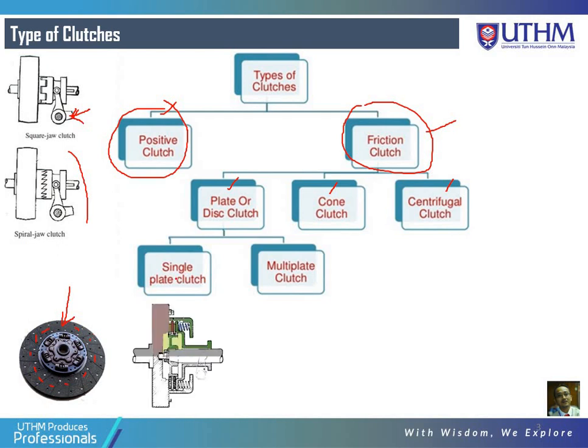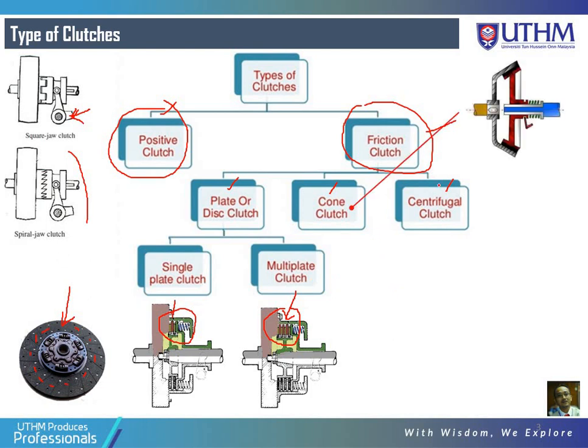So what is a single plate clutch? This is the figure of a single plate clutch, whereas this is the figure of a multiple plate clutch. The difference between single plate clutch and multiple plate clutch is only the number of friction plates installed. Here only one friction plate is installed, whereas in this picture there are 3 units of friction plate installed. That makes the difference between single plate and multiple plate clutch.